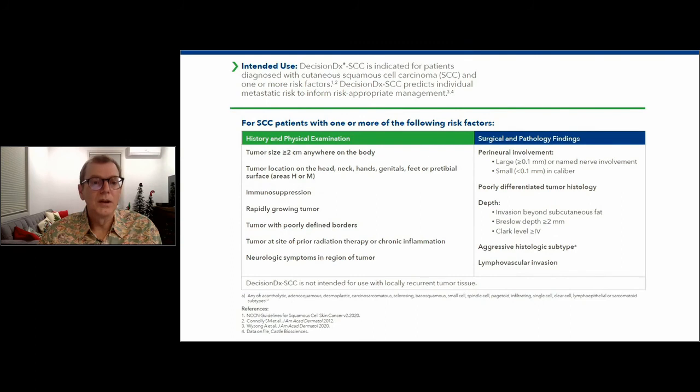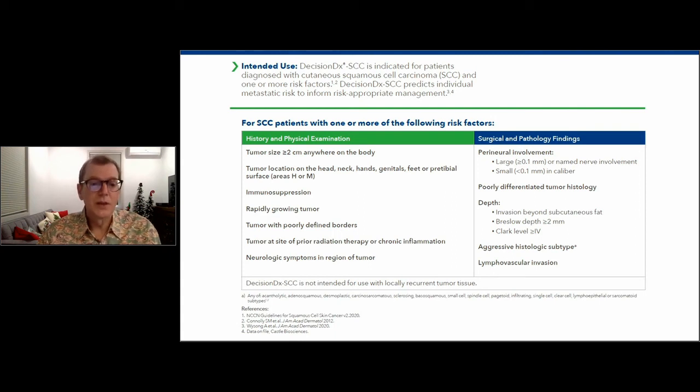And so this assay, DecisionDx squamous cell carcinoma, is intended for use in patients with at least one high risk factor for their squamous cell carcinomas. These are listed here, and traditionally they're typically thought of as being larger tumors or one with thicker types of invasion.